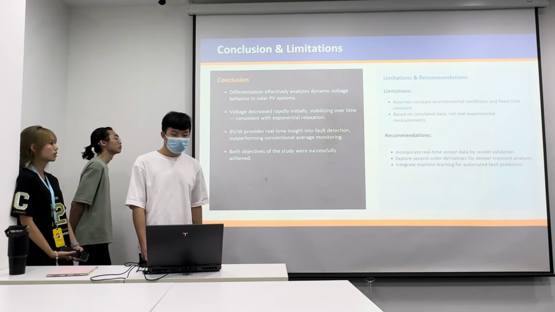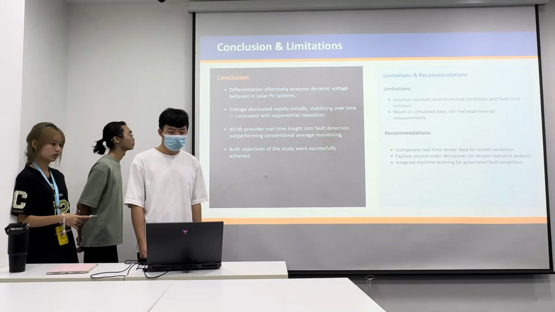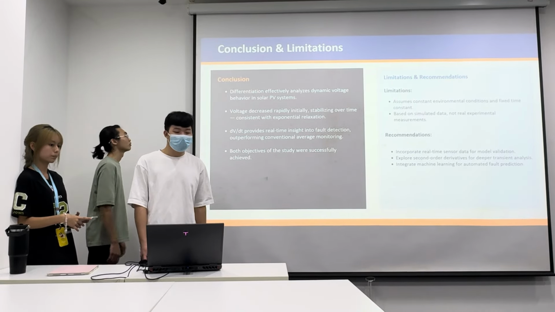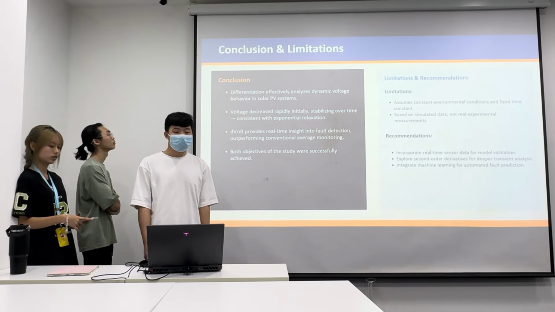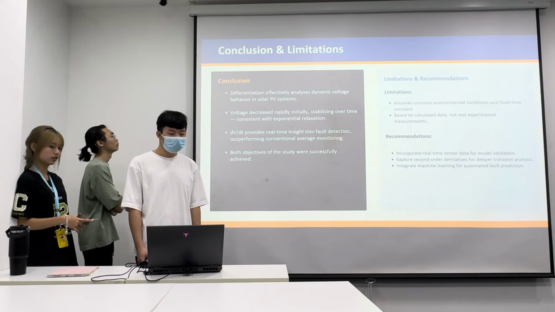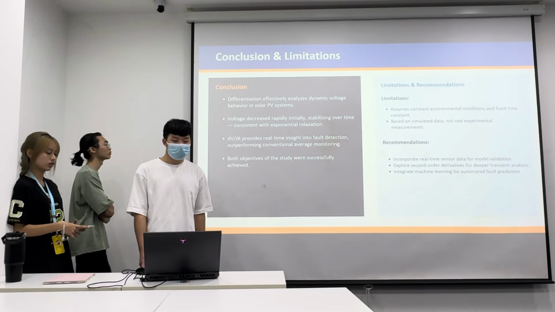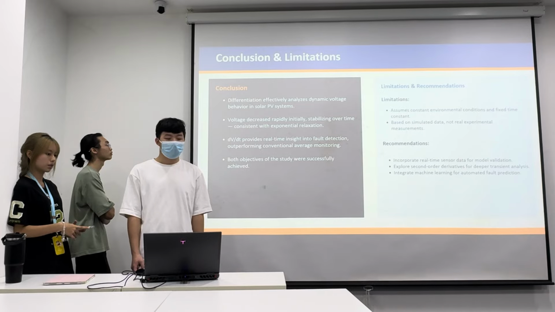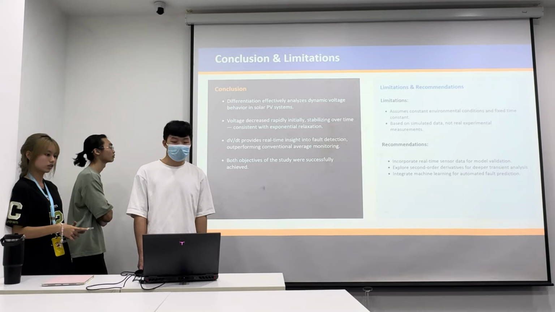However, this study has a few limits. This model assumes the weather and temperature never change, and we use simulated computer data instead of real-life testing. To fix this, in the future we recommend testing this math with real sensor data from actual solar farms. We also suggest using second-order derivatives and machine learning to make the fault detection completely automatic.